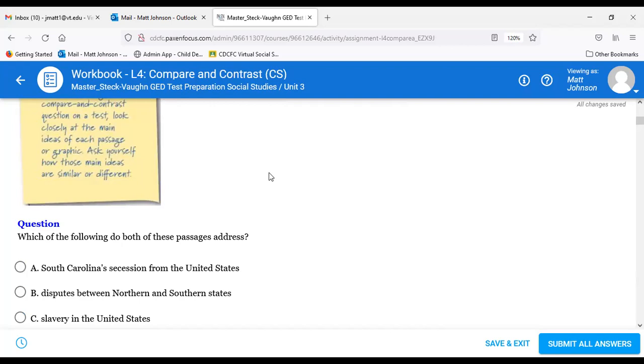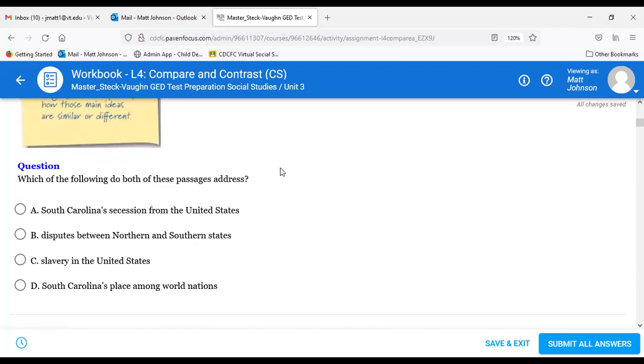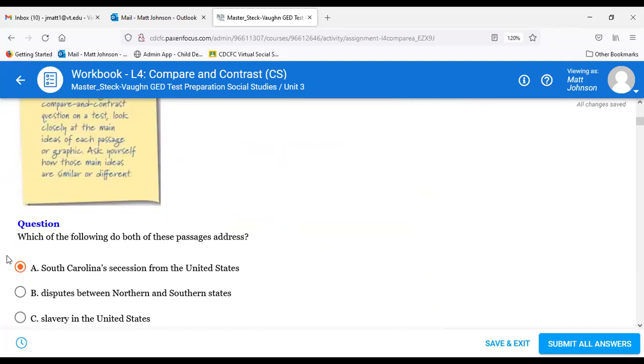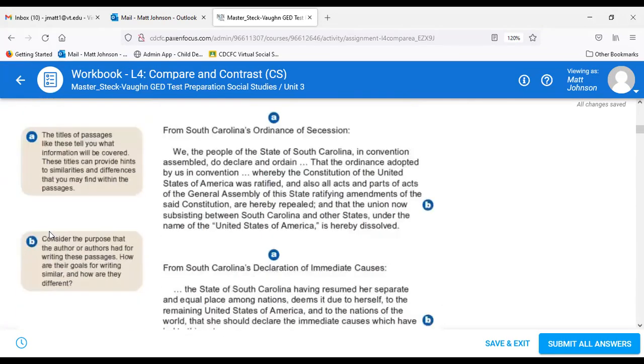Capri, you want to read question 1 for us? Which of the following do both of these passages address? South Carolina's secession from the United States, disputes between northern and southern states, slavery in the United States, or South Carolina's place among world nations? The answer is A. Yeah, A, right? South Carolina's secession from the United States. That's pretty clear in both passages.